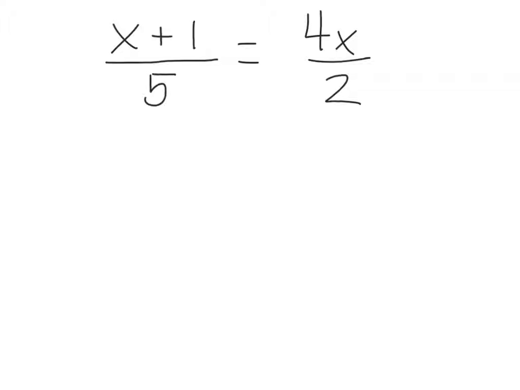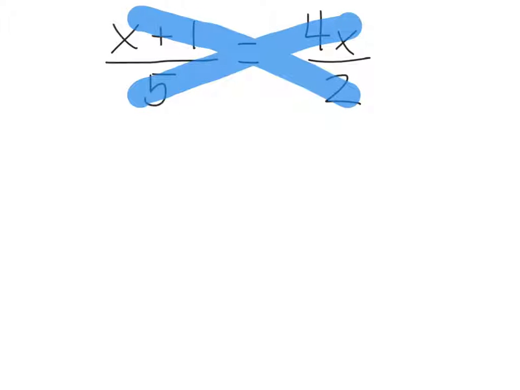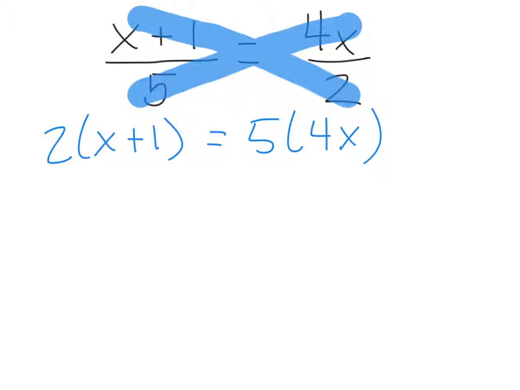Okay, so this first example is one of the simpler examples because it just has a single fraction equaling a single fraction. So we're going to do this by cross multiplying. We're going to take the top here and multiply it by the bottom there and set that equal to the bottom here multiplied by the top there. So it's going to look like 2 times x plus 1 equal to 5 times 4x. Then on the left we'll distribute the 2, so we'll get 2x plus 2 equals 20x.